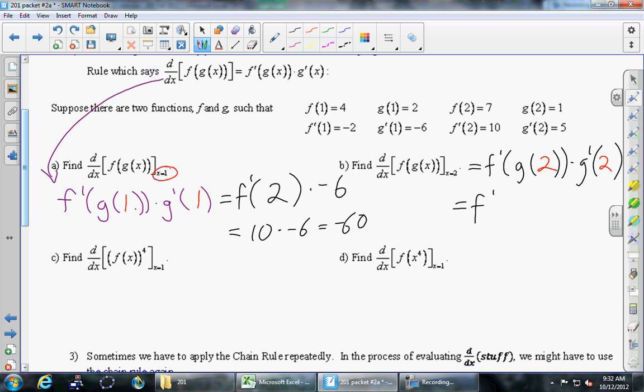f prime of, all right, what's g of 2? It's 1, times g prime of 2, 5. So far, so good. f prime of 1, do we know it? It is negative 2, convenient, times 5. Negative 10 is the answer.